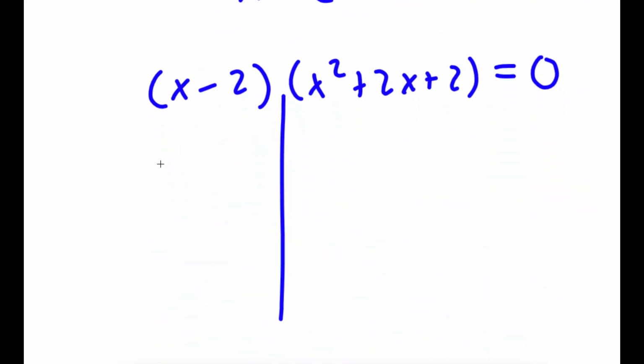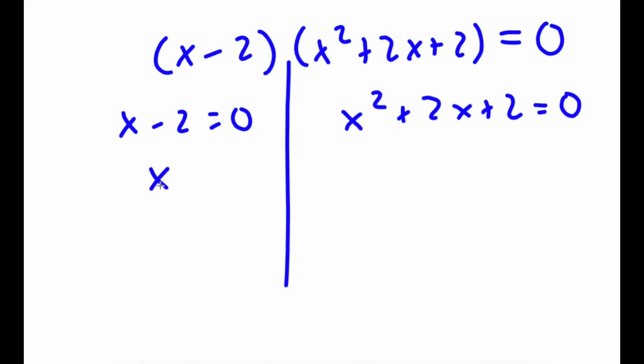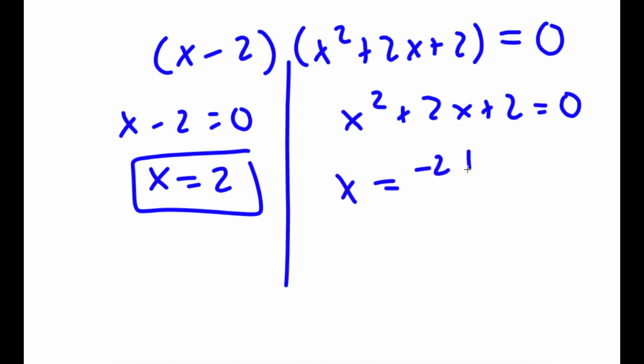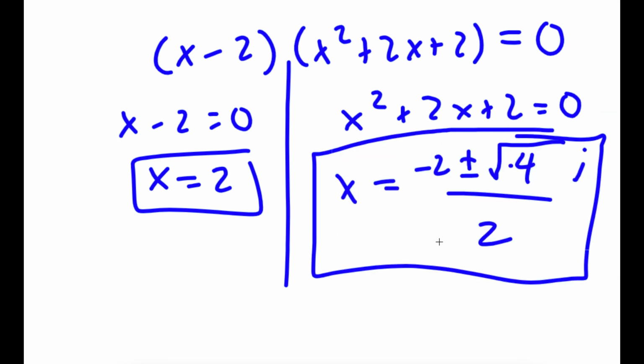Now this gives me two equations. I have x minus 2 is equal to 0 and x squared plus 2x plus 2 is equal to 0. For x minus 2 equals 0, x is obviously equal to 2. And for x squared plus 2x plus 2 equals 0, you have to use the quadratic formula. If you do, you should get x is equal to negative 2 plus or minus the square root of 4i over 2. So this is two other answers.